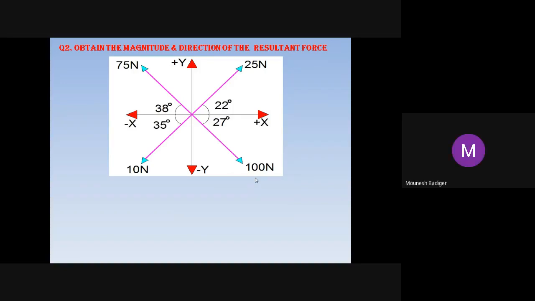Continue. 25 cos 38, minus 10 cos 35, plus 100 cos 27. Okay, what answer did you get? Fx is 44.97, sir. Okay, fine, we'll check it. 44.98. Okay, 44.98. Sagar, what answer did you get? Sagar Bajantri? 44.987, sir. Okay, fine.